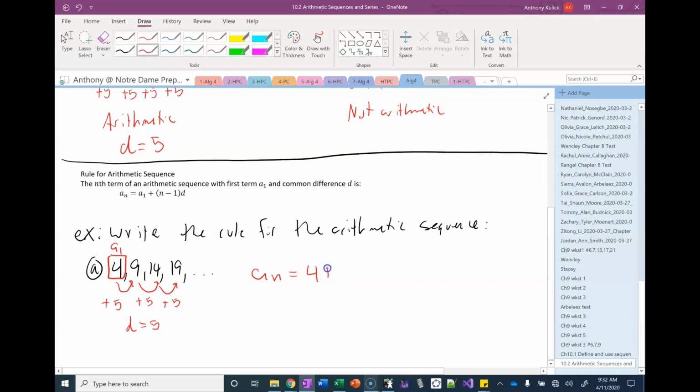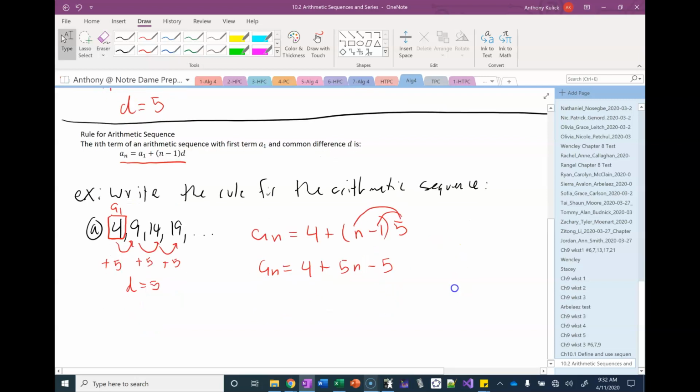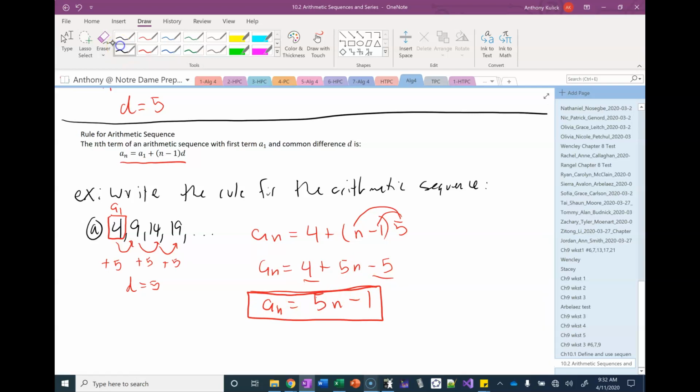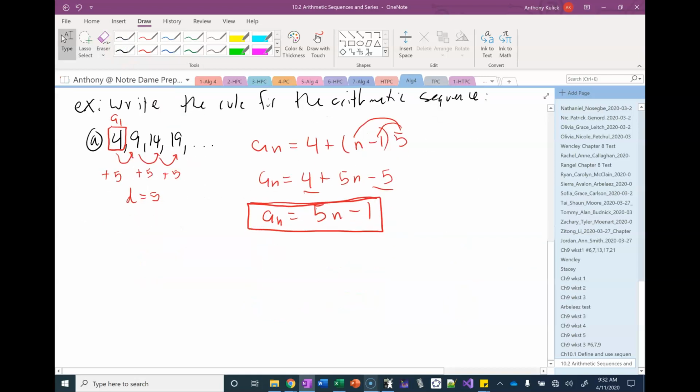So now all I'm going to do is plug these into my formula. I'm going to distribute the 5 through, and then I'm going to combine my like terms. So 4 and -5 give me a -1. So there is my rule for the nth term of an arithmetic sequence.